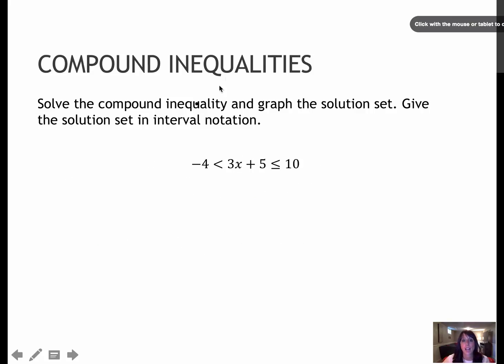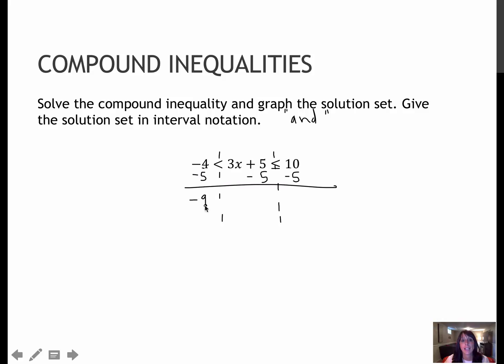Here's another for us to try. This is an and question because this is the way that it's written. If it's written in this way, it is an and. In this question, remember, we actually have two inequalities. So when I subtract 5 from the middle, I have to do it to all three places, which gives me -9 is less than 3x is less than or equal to 5. And then I'll divide everything by 3, which means -3 is less than x is less than or equal to 5/3.